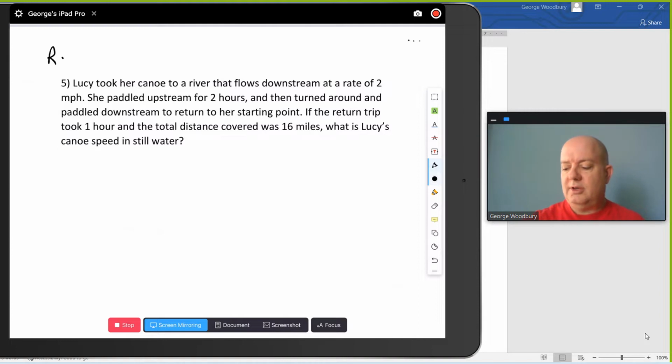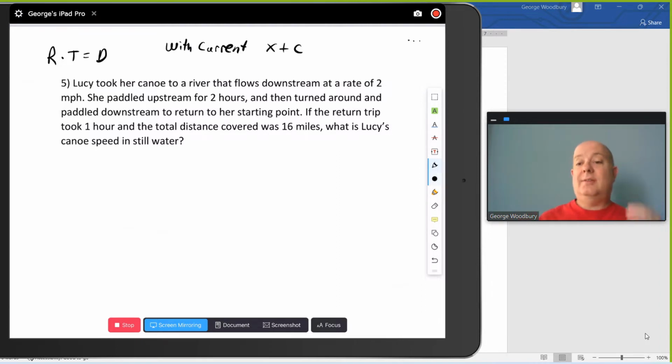First, we're going to continue to use rate times time equals distance. And the rate with these currents, we need to figure out how that works. So with the current, it's your speed plus c, the speed of the current, because the current is pushing you, it's adding to your speed. When you're going against the current, we subtract c from that speed because it's working against you. You're trying to go against the current, it's pushing you back while you're pushing forward. Right. Let's read the problem and then we'll set it up.